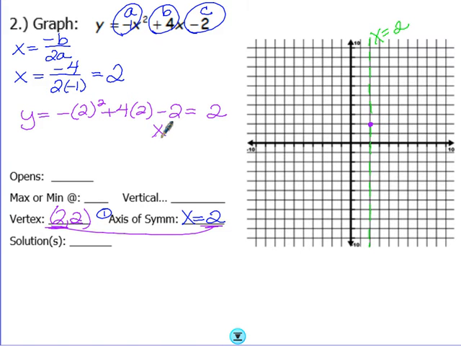Now using our table from our parent graph, 0, 0, 1, 1, 2, 4, and our a value, which was negative 1, we multiply our y's by that negative 1, then we can go ahead and graph. So this is our vertex, it's like our 0, 0. Now we're going to go to the right 1, down 1. To the right 2, down 4. And we're going to reflect those. Also, if you remember our c value, that's our y-intercept. And we did cross at negative 2.